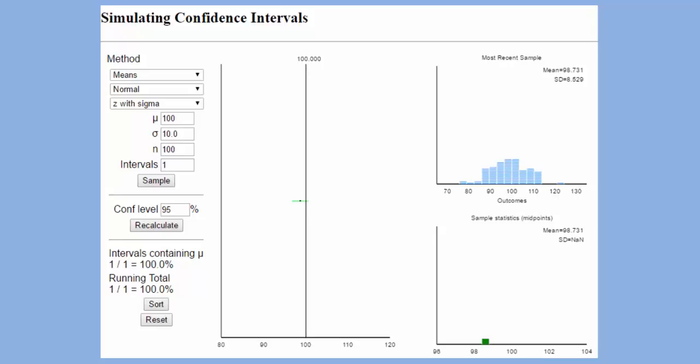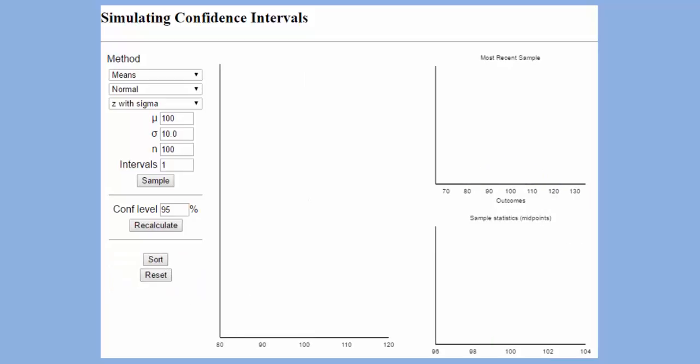In this video, I'm going to use an applet by Rossman and Chance. I'll put the link on the website as well, so you can go and try this on your own. But let me first start with just a reset here. What I'm doing is I've selected a confidence interval and collect data regarding the mean. I'm going to assume a normal population for now, and that I have Z with sigma.